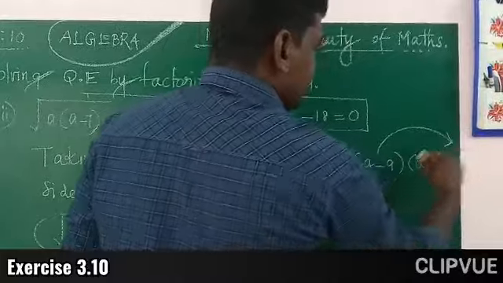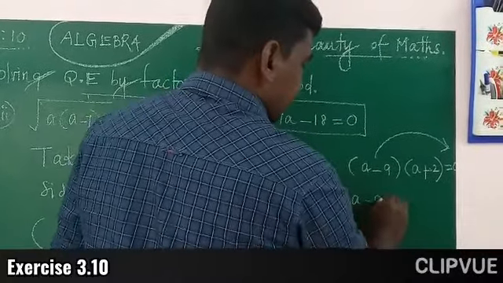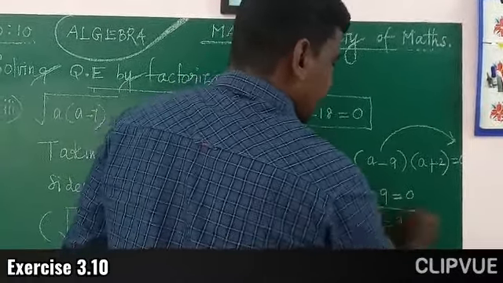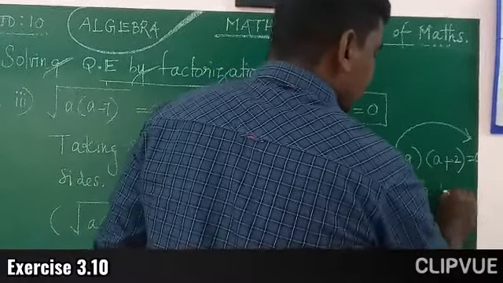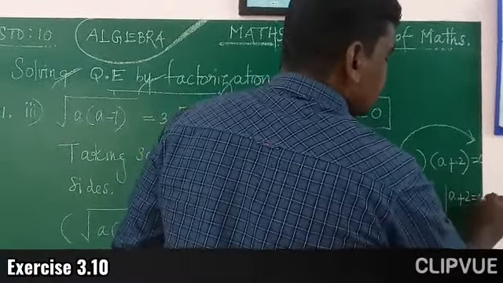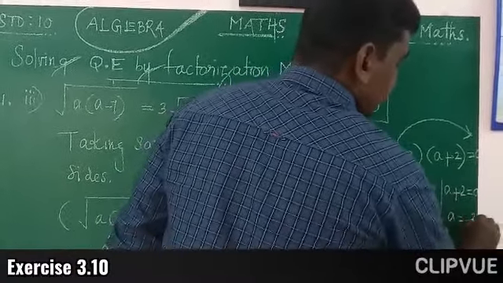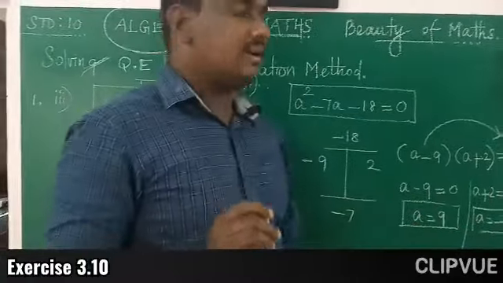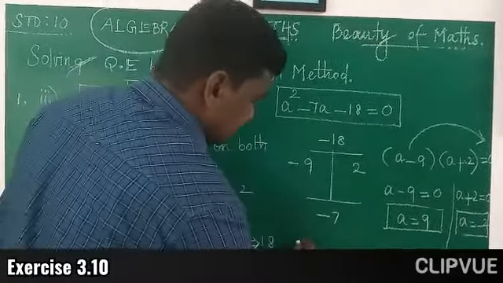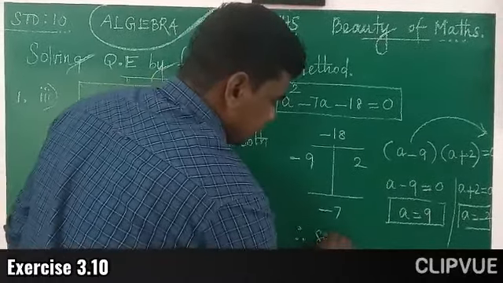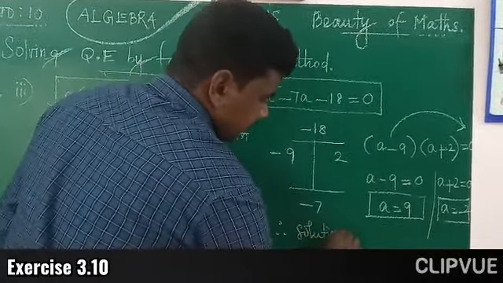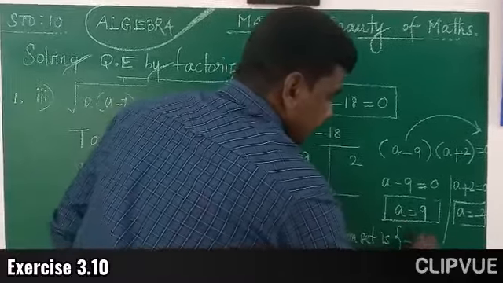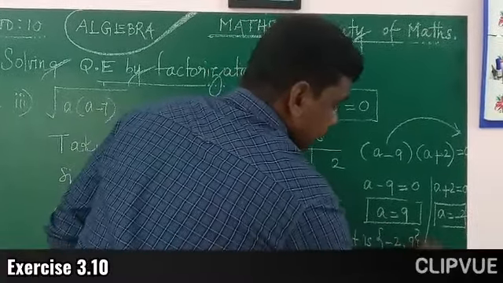First factor equal to 0. So a minus 9 is equal to 0, a is equal to plus 9. And second root, a plus 2 is equal to 0, a is equal to minus 2. So the two roots are minus 2 and 9. So the required solution set is minus 2, 9.